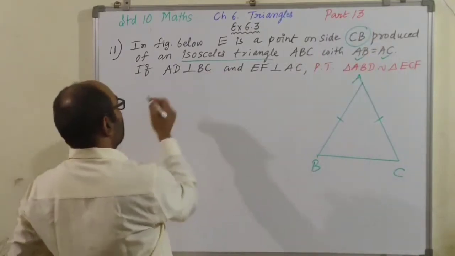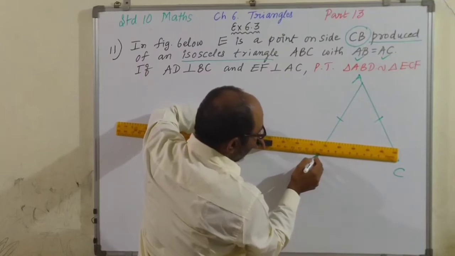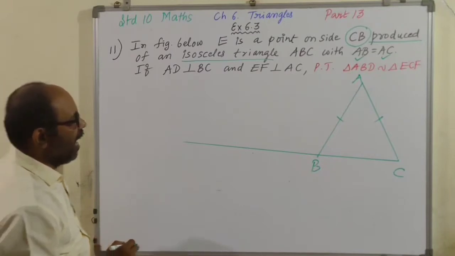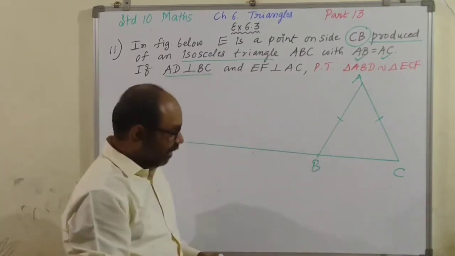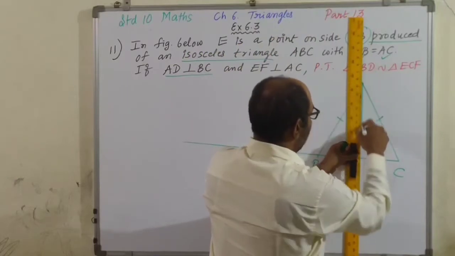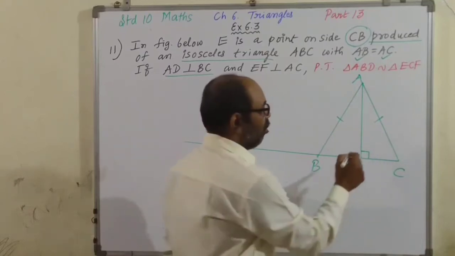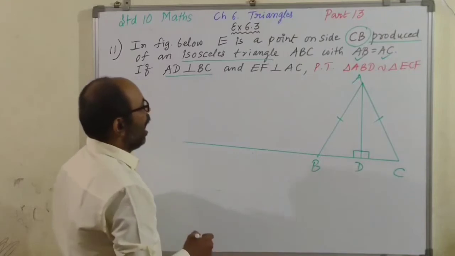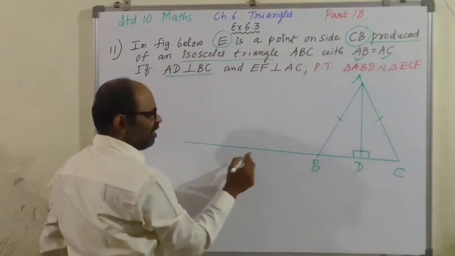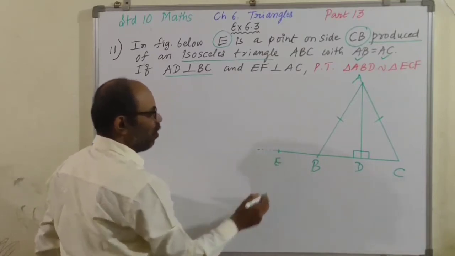CB is produced, right? And what else do we have? AD is perpendicular to BC. Where is A? Here. BC here. So from here I can draw the perpendicular. This AD is perpendicular to BC. Perpendicular sign, right angle. I told you, you should always put it on both sides. And children, this E is a point on side CB produced. So somewhere I'll take E. Here it is. No need to extend further. Or you can use a dotted line if you want.